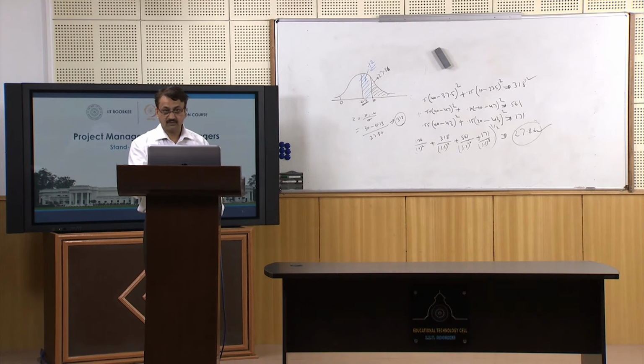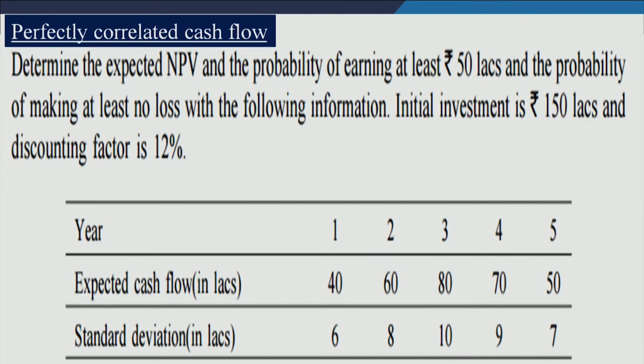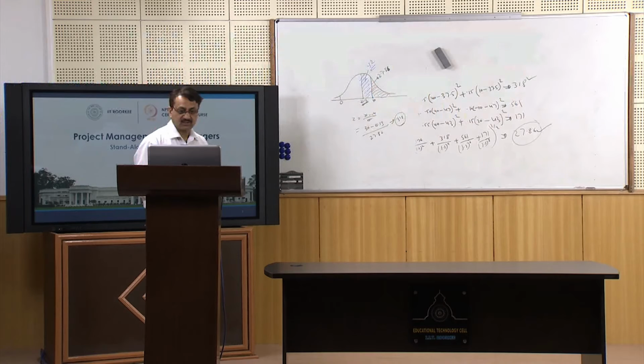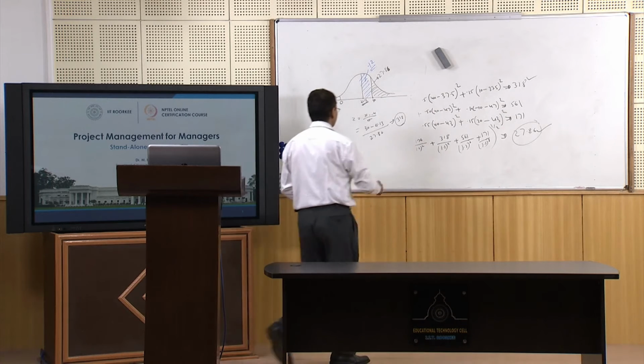So this is how you can solve a question if you want to calculate mean, the expected NPV and its standard deviation, right. So far we have seen a case of perfectly uncorrelated cash flow, right. Let us look at another example wherein cash flows are correlated, right. When I say correlated, it means the cash flows are almost similar in different years, right. So this is the question and you need to solve this question.